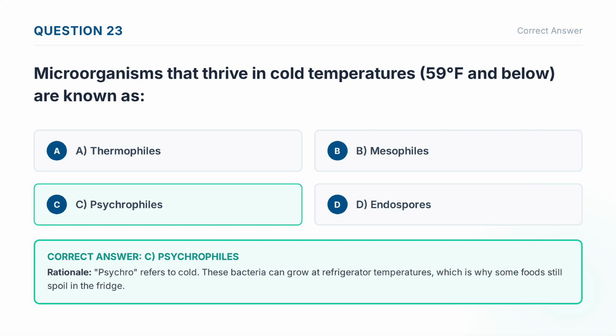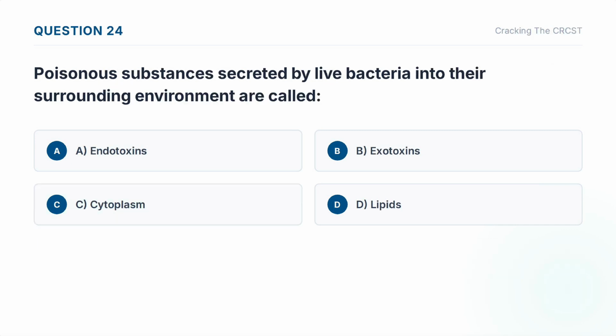Correct answer, C. psychrophiles. Rationale: Psycho refers to cold. These bacteria can grow at refrigerator temperatures. Question 24. Poisonous substances secreted by live bacteria into their surrounding environment are called A. endotoxins, B. exotoxins, C. cytoplasm, D. lipids.